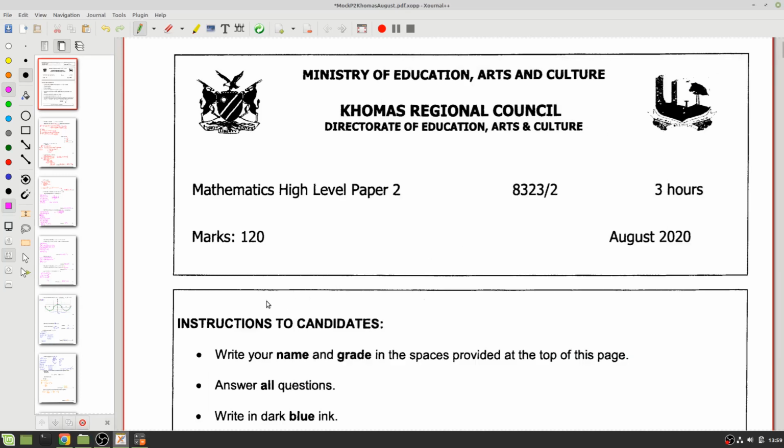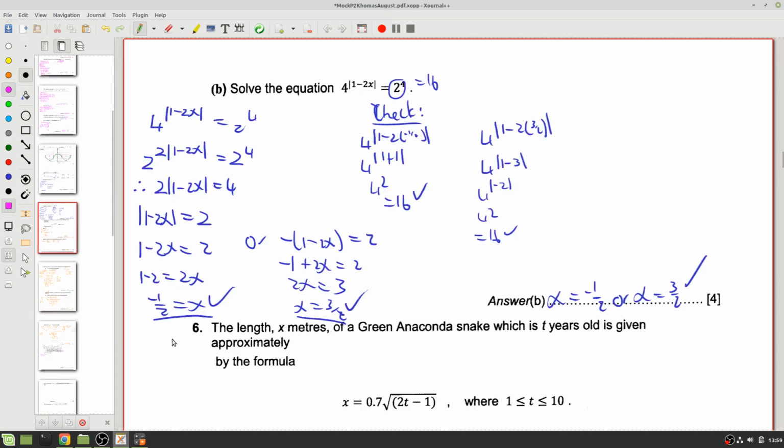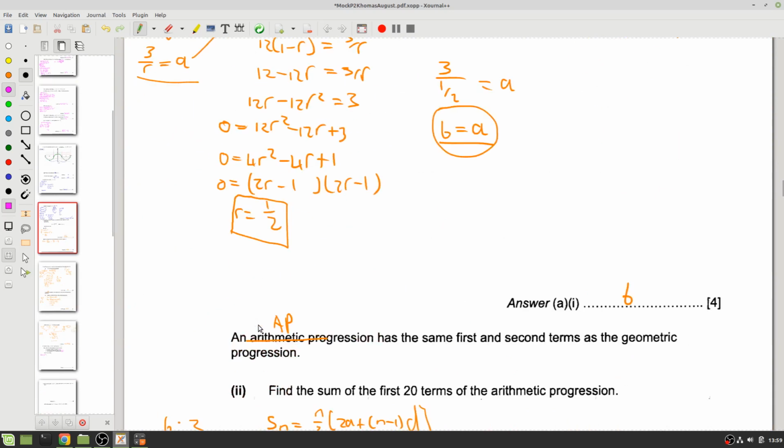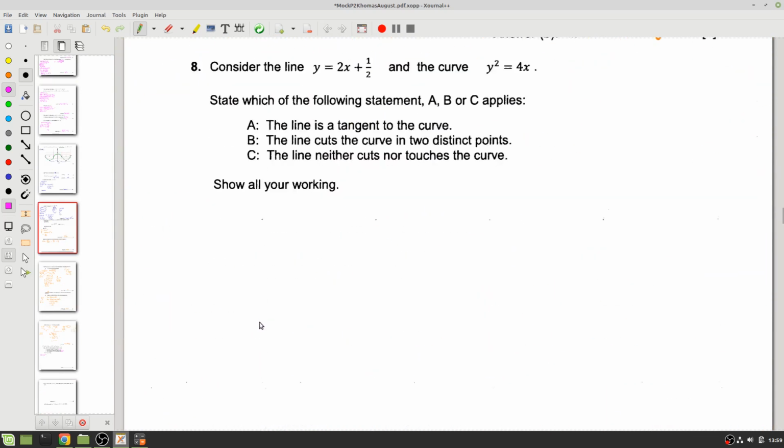Okay, so we are on question 8 of the Mathematics Higher Level Paper 2 August 2020 Khomas Region Exam. So let's go down all the way to question 8 and let's see what we have here. Okay, it says consider the line y equals 2x plus a half and the curve y squared equals 4x. Now which of the following statements are true? A, B or C applies.